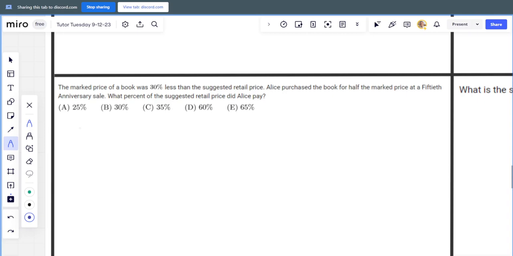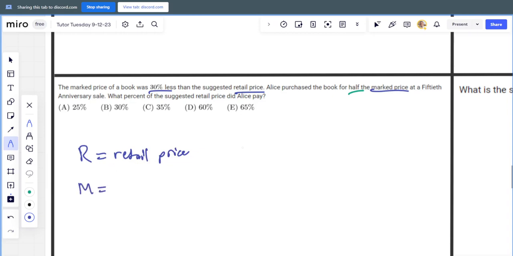This one says, or I guess I should paste it in for you guys, the marked price of a book was 30% less than the suggested retail price. Alice purchased a book for half the marked price at a 50th anniversary sale. What percentage of the suggested retail price did Alice pay? Let X be the retail price? Yeah, let's do that. Let me do R as the retail price, because I like naming my variables after what they relate to.